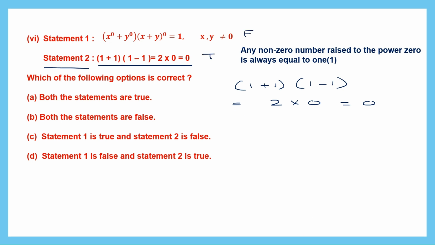Statement 1 is false. So now, which is our correct option? Statement 1 is false and statement 2 is true. So option D is our correct answer.